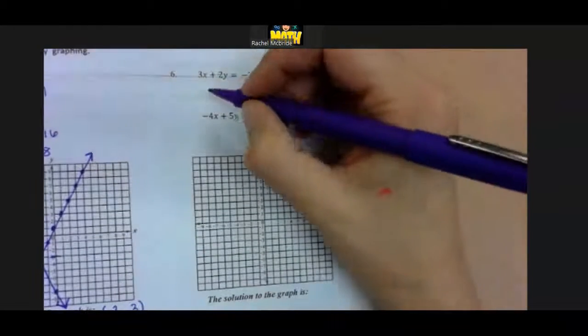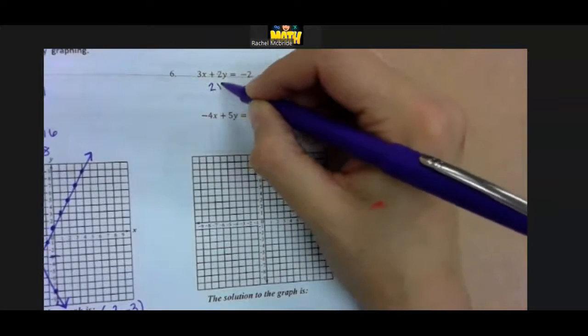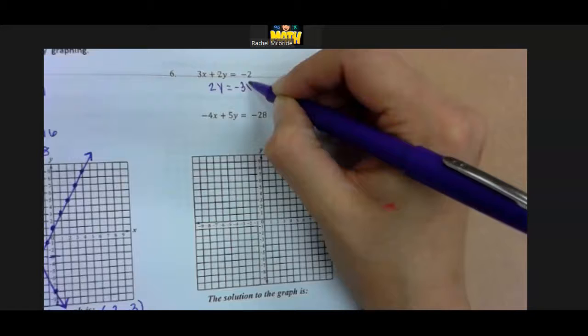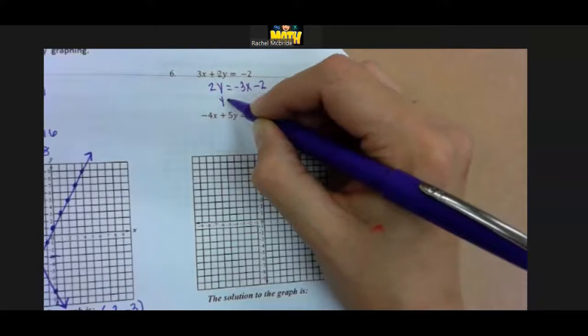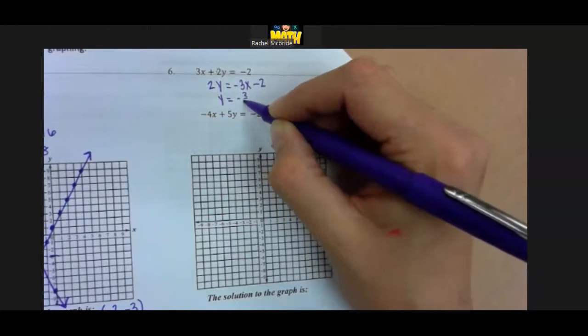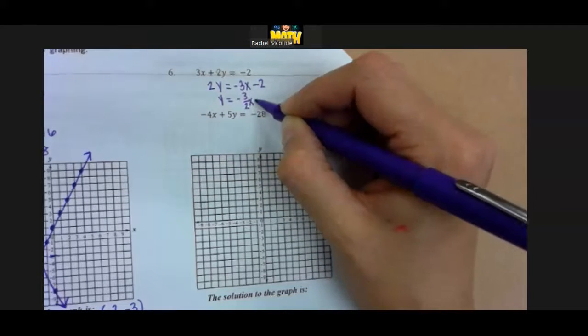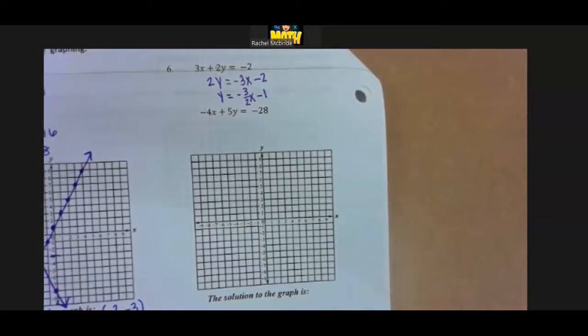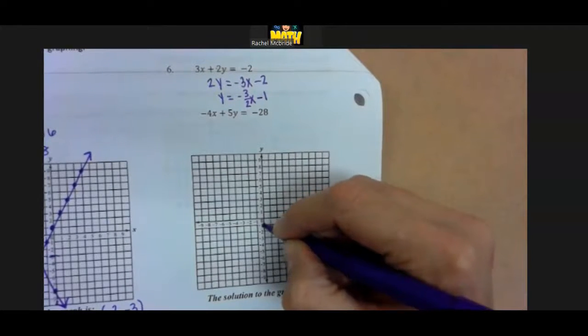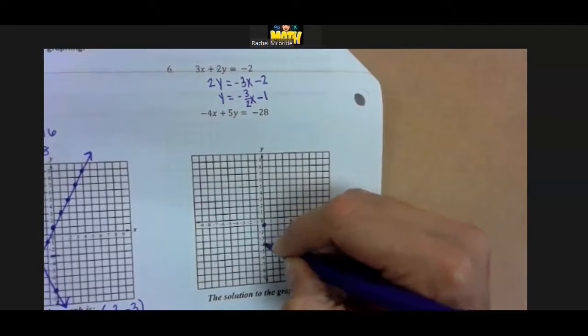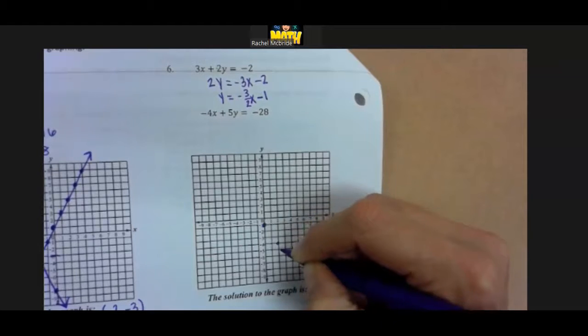Okay, number 6. 3x plus 2y equals negative 2. So subtract your 3x, 2y equals negative 3x minus 2. Divide by 2, and you have negative 3 halves x minus 1. Plot your y-intercept. Go down 3 and over 2.